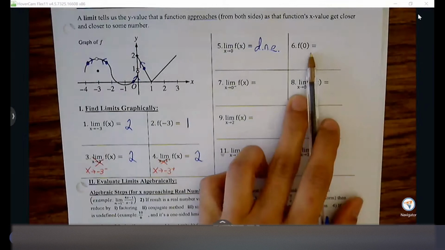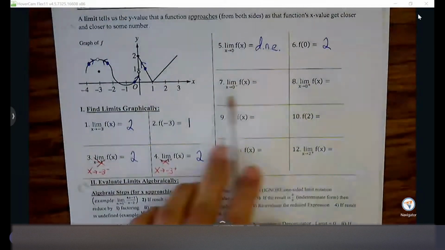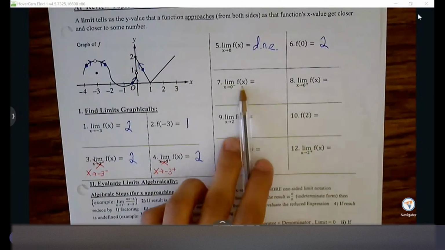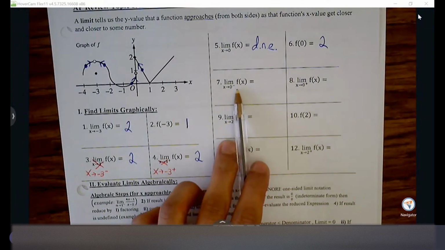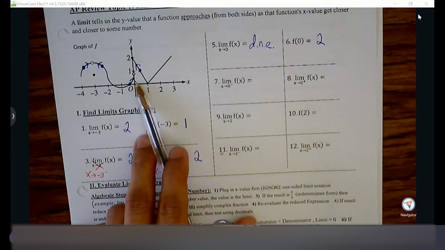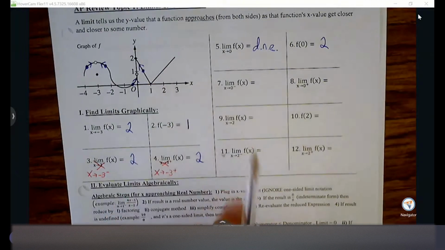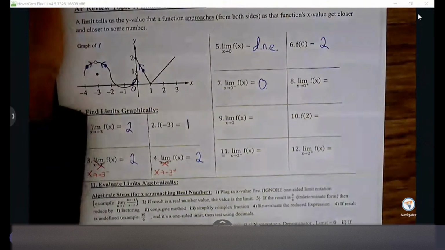Okay, what's f of 0? 2, right? So the ordered pair is located here. Okay, so now one-side limit, we're just going to look at the behavior of one of the arrows. Limit as x approaches 0 from the left side of 0. 1. Or a little bit under 1, right? So I'm going to call it 0.9.